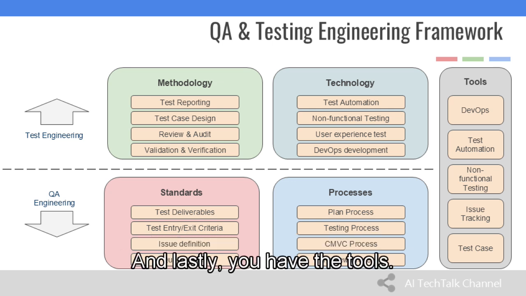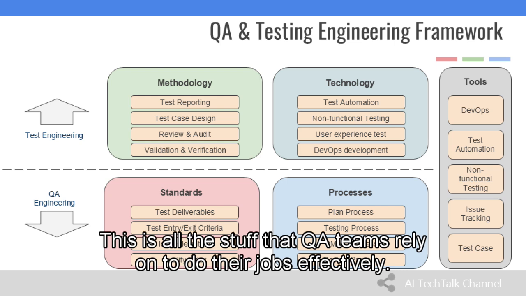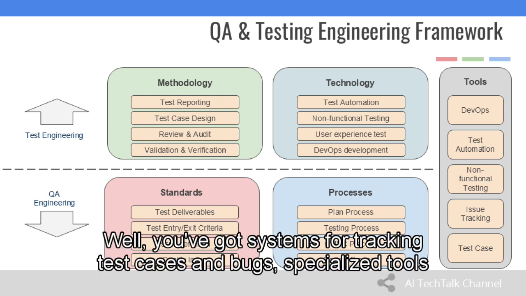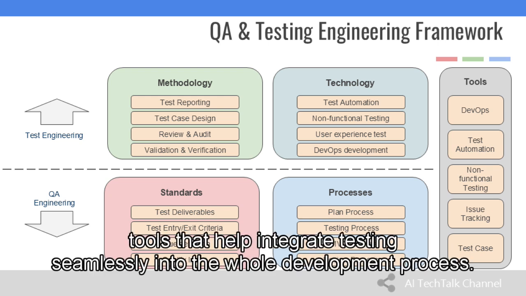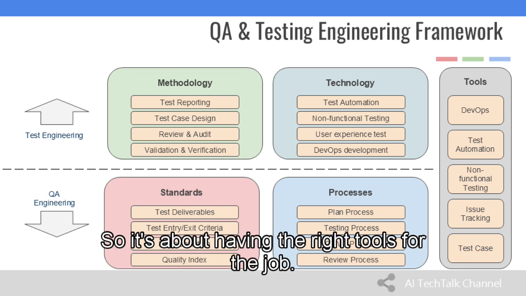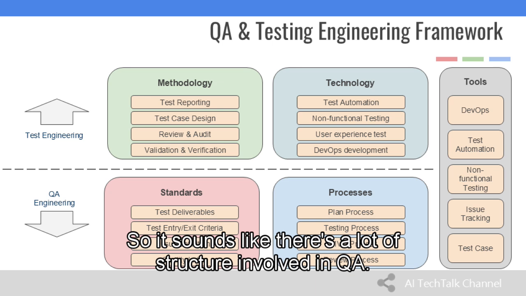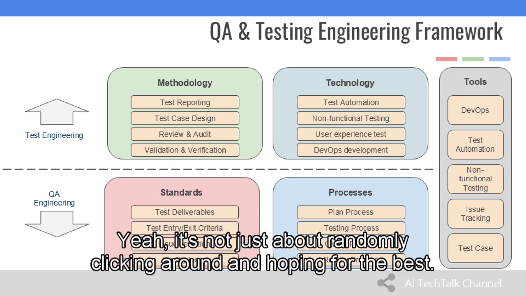And lastly, you have the tools. The tools of the trade. This is all the stuff that QA teams rely on to do their jobs effectively. Like what kind of tools? Well, you've got systems for tracking test cases and bugs, specialized tools for performance and security testing, automation tools, and even the DevOps tools that help integrate testing seamlessly into the whole development process. So it's about having the right tools for the job. Absolutely. It sounds like there's a lot of structure involved in QA. It's not just about randomly clicking around and hoping for the best.